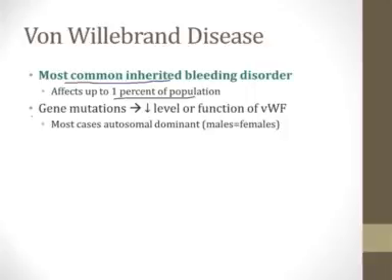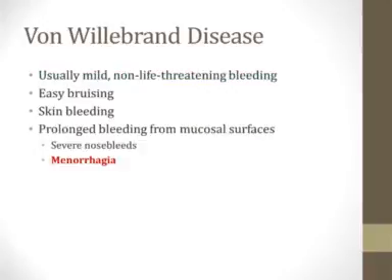It usually results from some gene mutation, many have been described, that lead to low levels or low function of von Willebrand factor. Most cases are autosomal dominant and run in families, with males affected equally to females. Von Willebrand disease is usually a mild, non-life-threatening condition. It often results in easy bruising or skin bleeding. It can sometimes cause prolonged bleeding from mucosal surfaces.